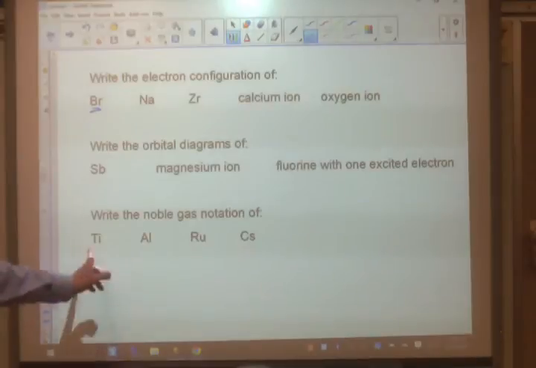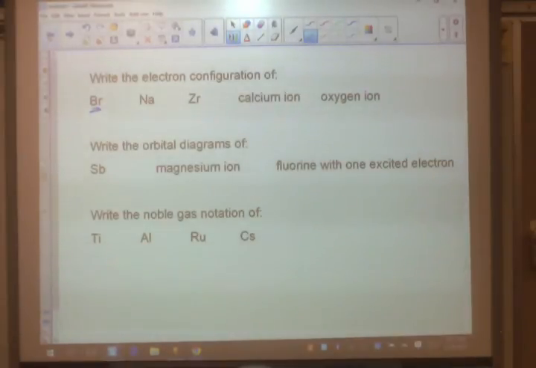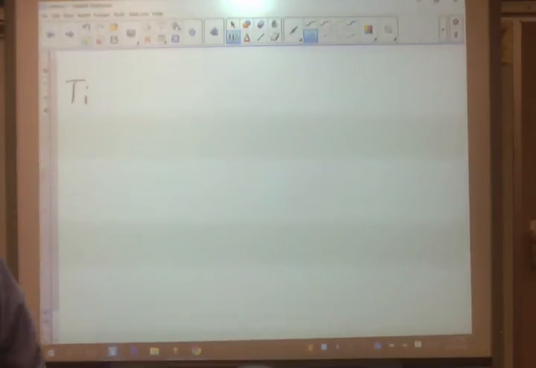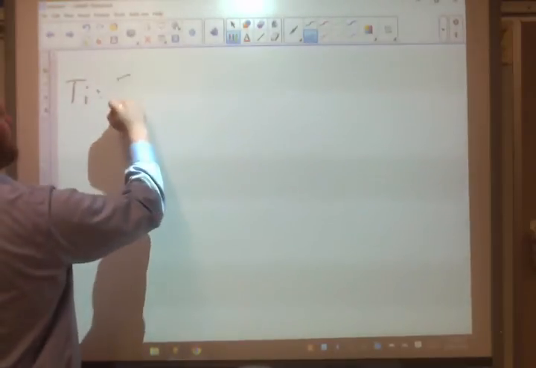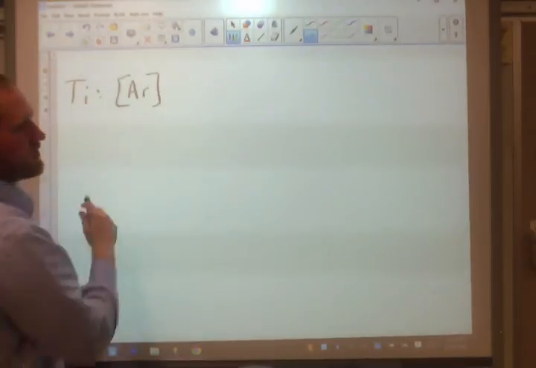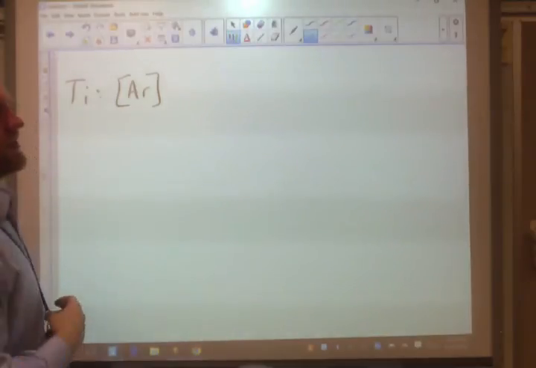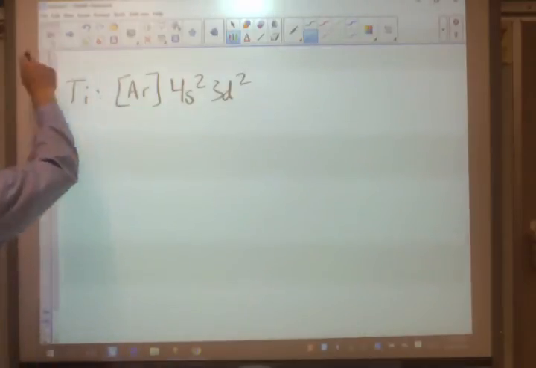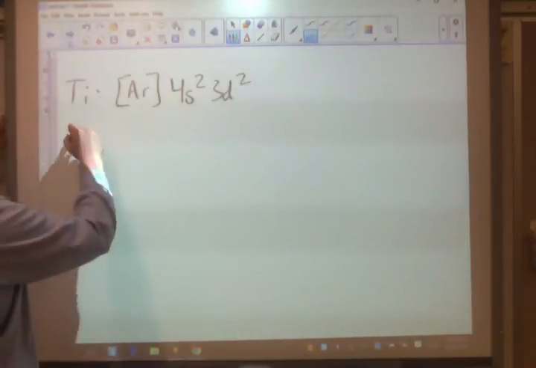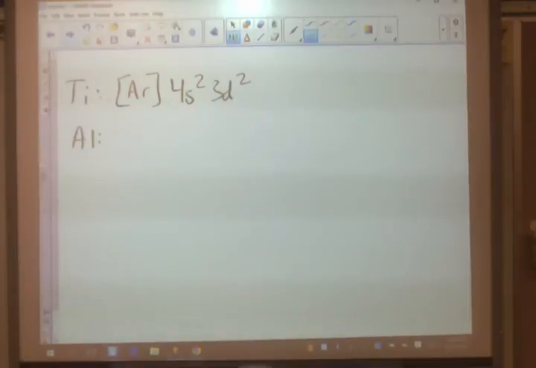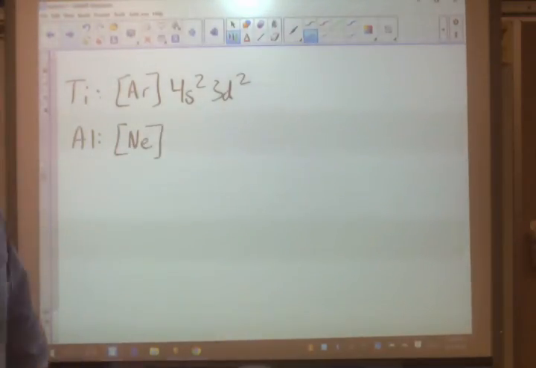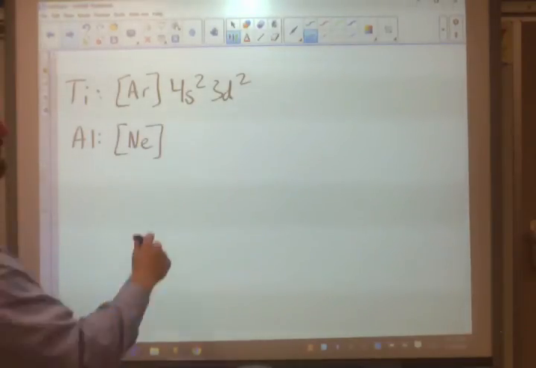All right, last few ones here. Noble gas notation for titanium. Titanium is number 22. So the previous noble gas is argon. Bracket argon. And we continue with 4s2, 3d2. After that, aluminum. Previous noble gas before aluminum is neon. And we're going to tack on 3s2, 3p1.